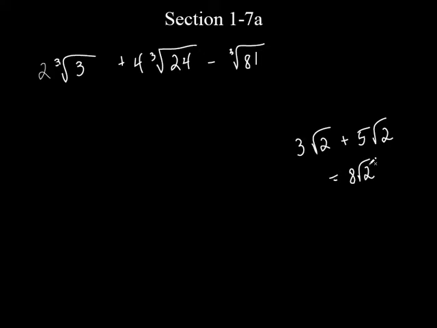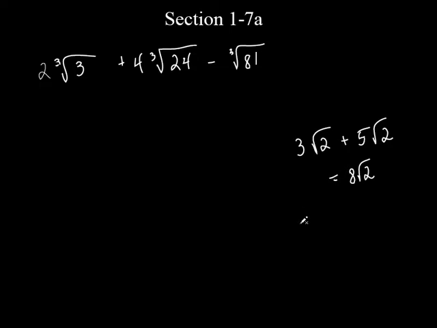See what I did? I didn't take the square root of 2 and add it to the square root of 2 to get something else, but I did take the coefficients, the 3 and the 5, add those together and keep the term the same. Everybody with me on that? Very close to adding like terms with x, y, and z.